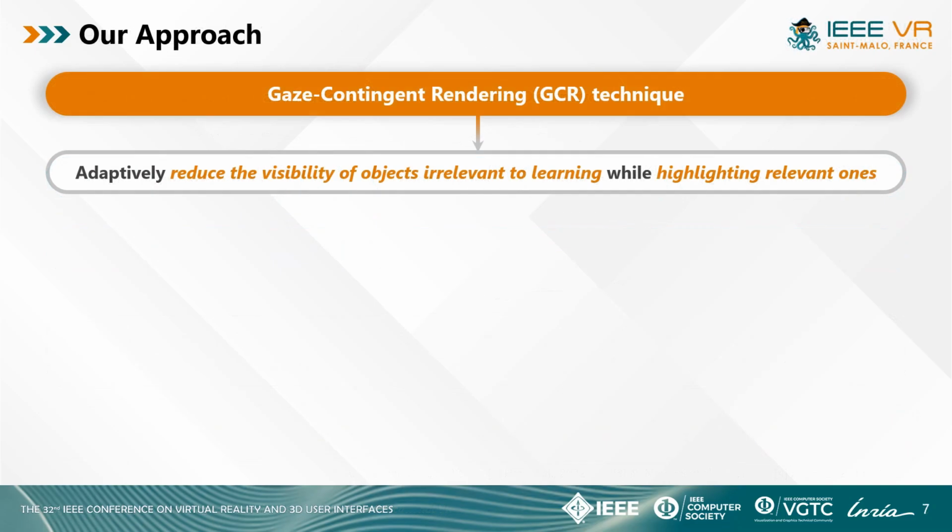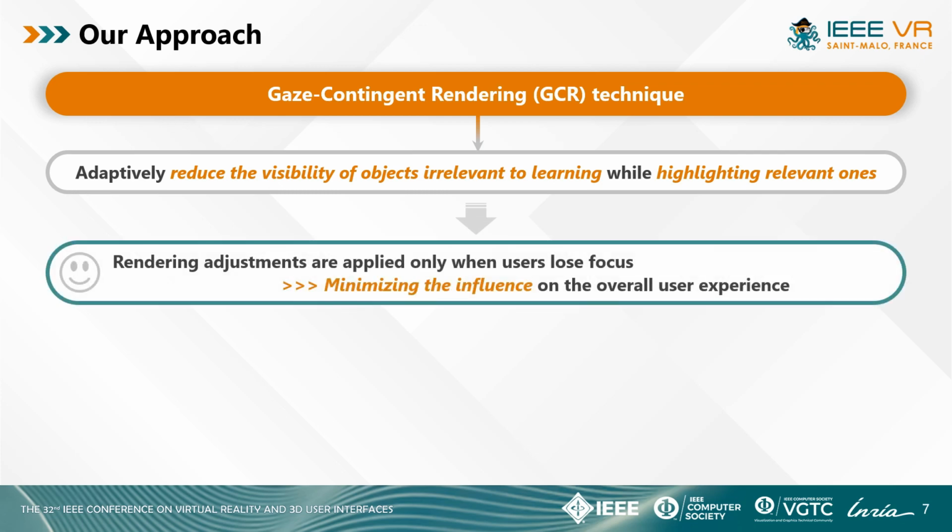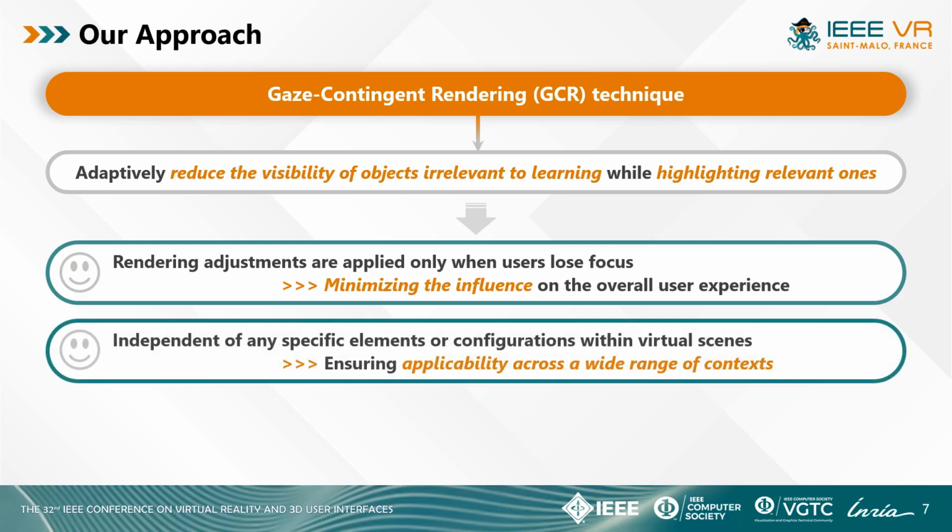To tackle these challenges, we propose using gaze-contingent rendering, or GCR, a technique where irrelevant objects become less visible when the user's gaze drifts away from the learning content. This approach has three main advantages. First, it minimizes disruptions. Effects only kick in when students lose focus, so they don't get in the way of the learning experience. Second, it's highly adaptable.